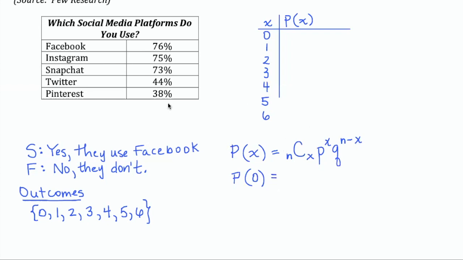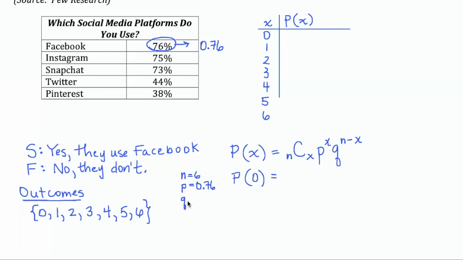and now I need to know the values for all my variables. So I'm going to go to the side for a moment and say, okay, how many trials am I completing? Well, how many people am I asking? 6. What is the probability of a success? Now, the way I've defined success is they are a Facebook user. 76% of the people in this survey reported that. So 0.76 should be my probability of success.